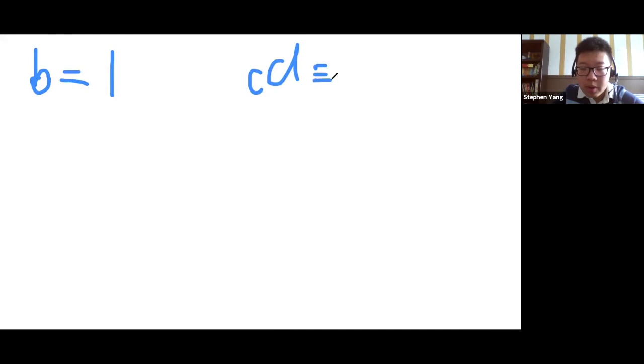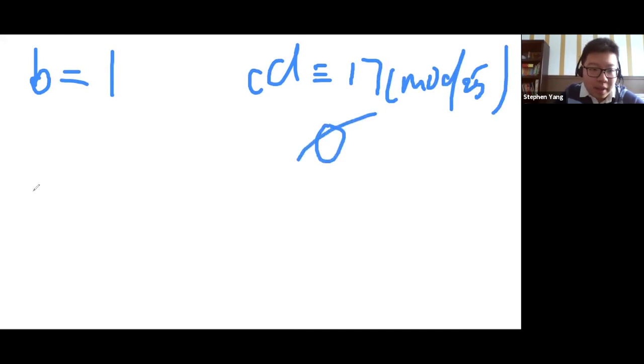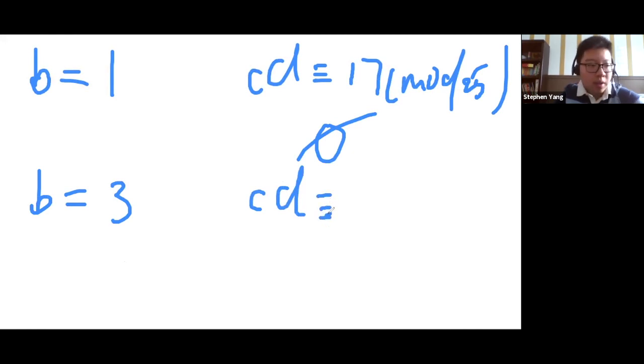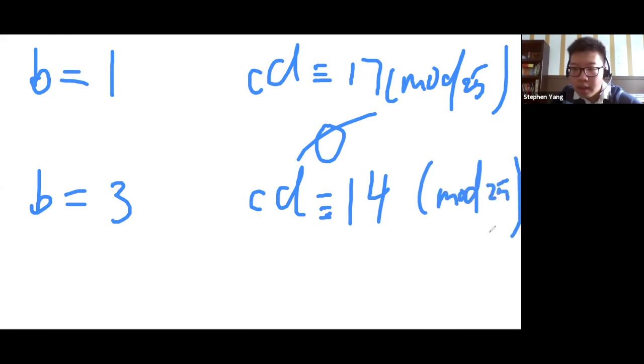Okay, so when B is equal to 1, that means CD is congruent to 17 mod 25, and this is unachievable. When B is equal to 3, this means CD is congruent to 14 mod 25. Once again, this is unachievable.